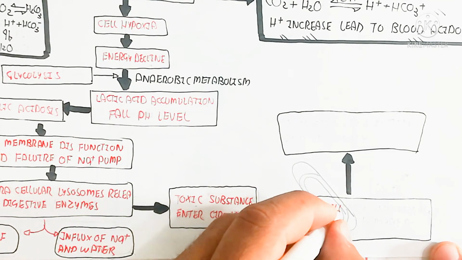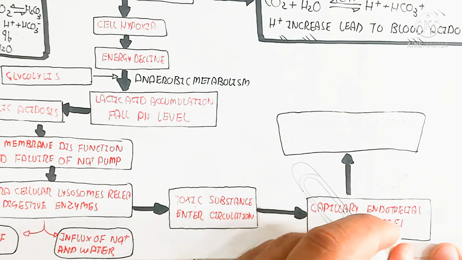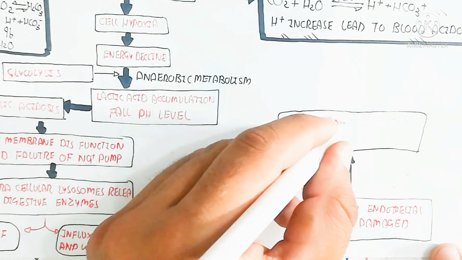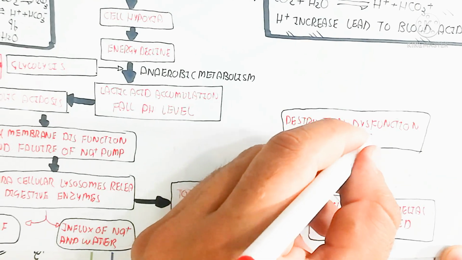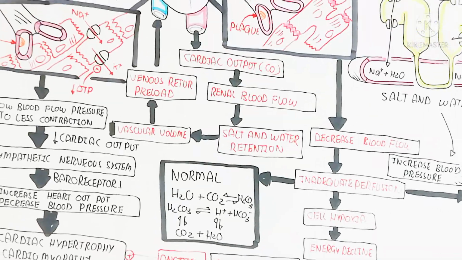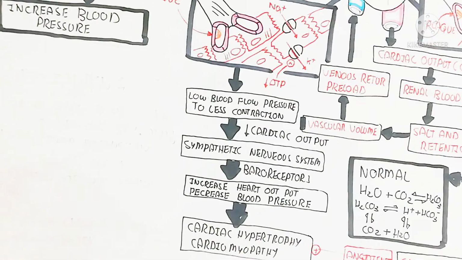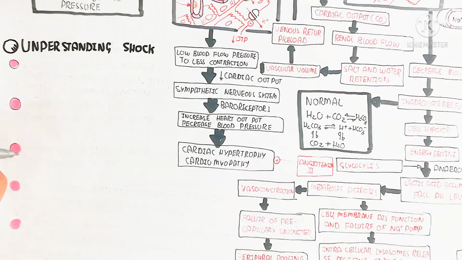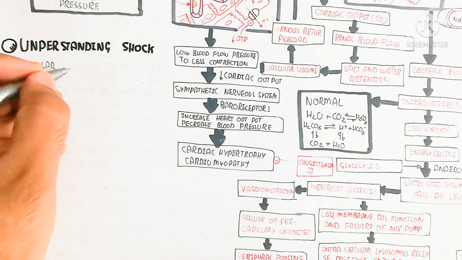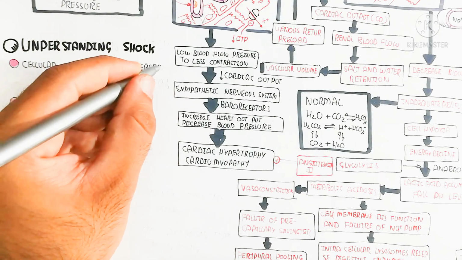So in this way, the dysfunction will lead to cellular edema, and this cellular edema will let toxic substances enter the circulation, and in this way capillary endothelial damage, destruction, dysfunction and cell death, which is known as necrosis, occur, because cell injury is known as cell injury, death is known as necrosis, while apoptosis will be inhibited. Here, to understand shock simply, I am going through a summary.